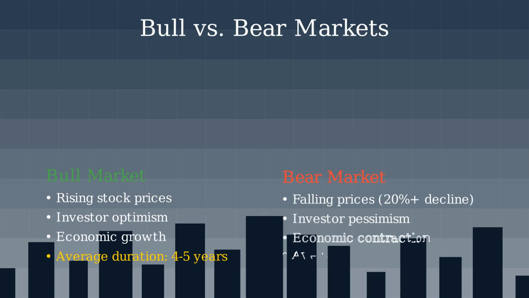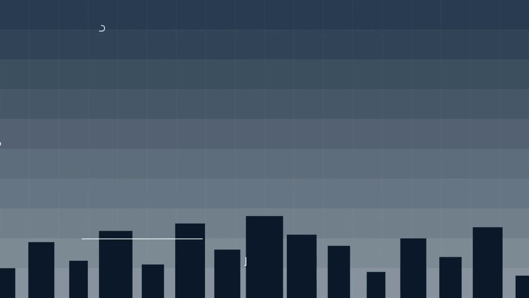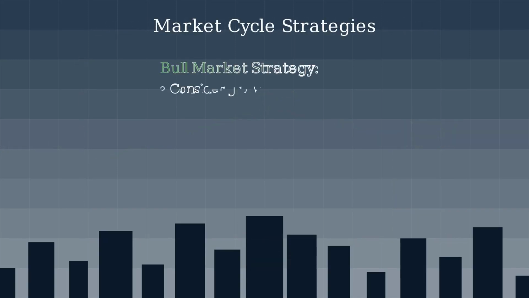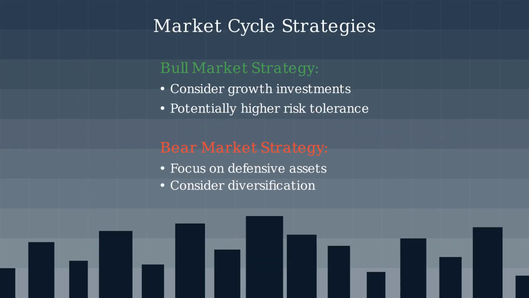In contrast, bear markets feature falling prices, generally defined as a 20% or greater decline from recent highs. Bear markets are characterized by investor pessimism and economic contraction, typically lasting between 9 and 18 months. The transition from a bull to bear market is officially marked when prices fall by 20% or more from their recent peak. Recognizing these market cycles helps investors adjust their strategies accordingly. By understanding the characteristics of bull and bear markets, investors can better navigate market cycles and potentially improve their long-term results.